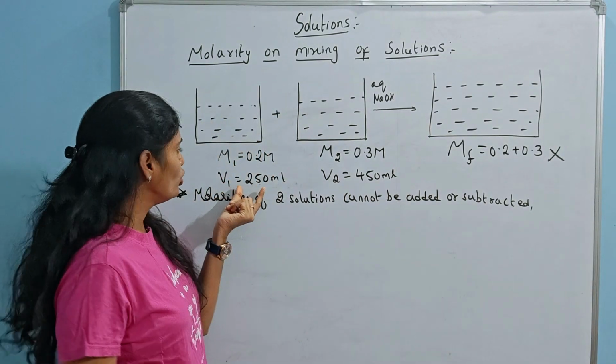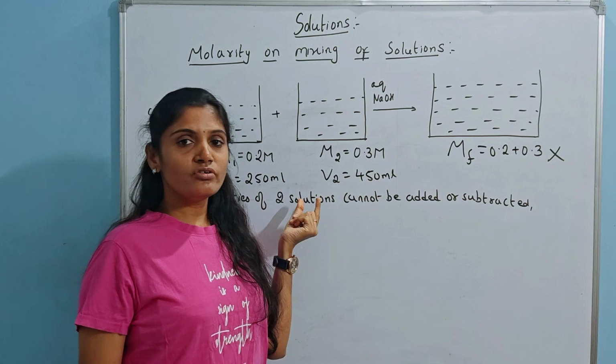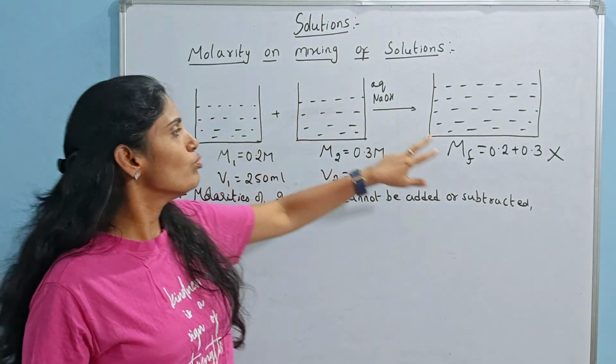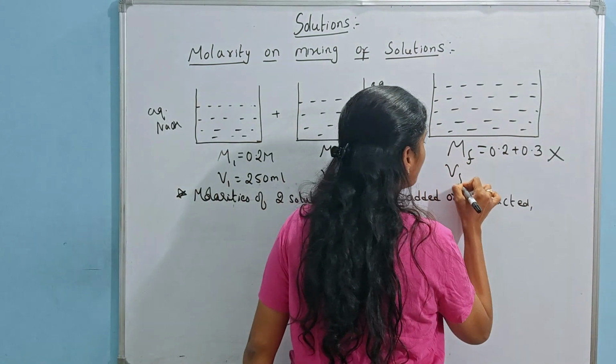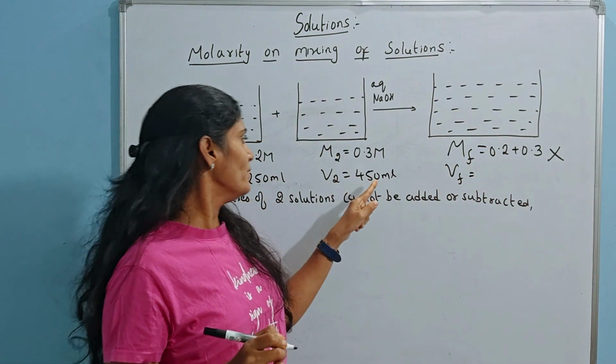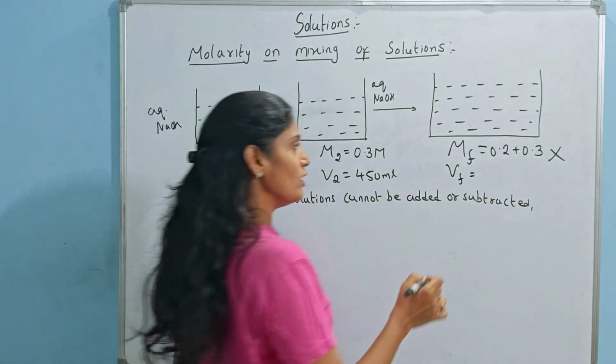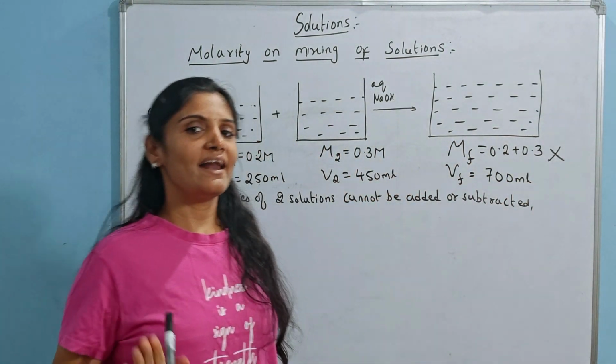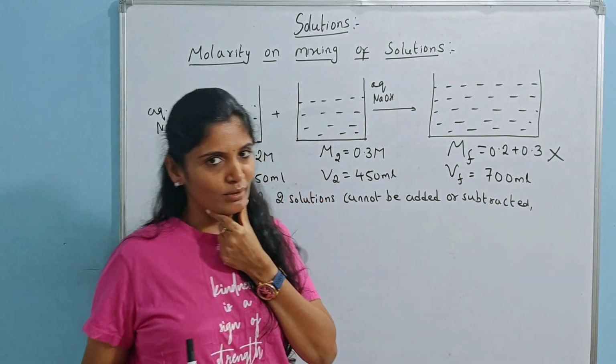Now come to volume here. Volume of this solution is 250 ml and volume of this solution is 450 ml. When I mix both the solutions, what will be my final volume here? 250 plus 450, which will be equal to 700 ml. Volumes can be added. Now what else can be added?